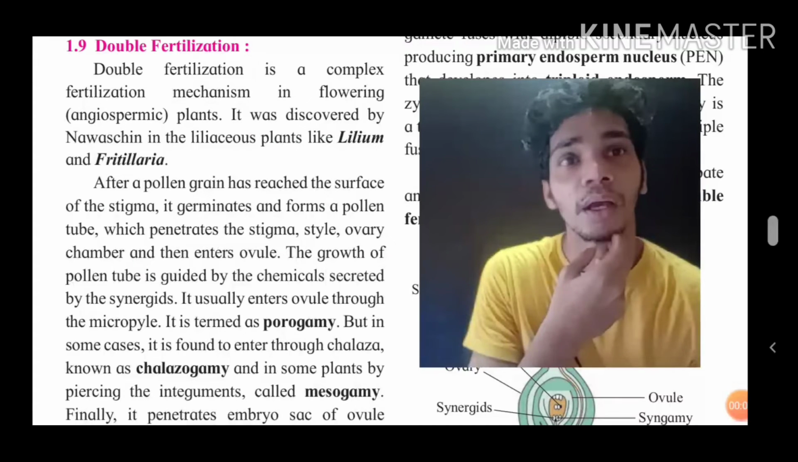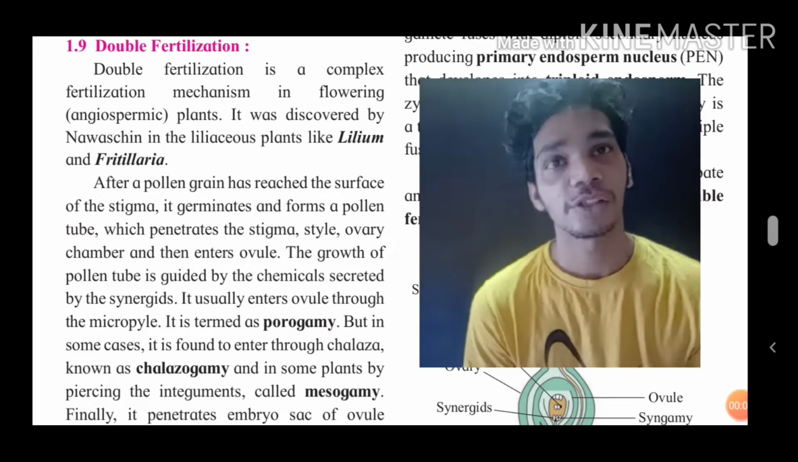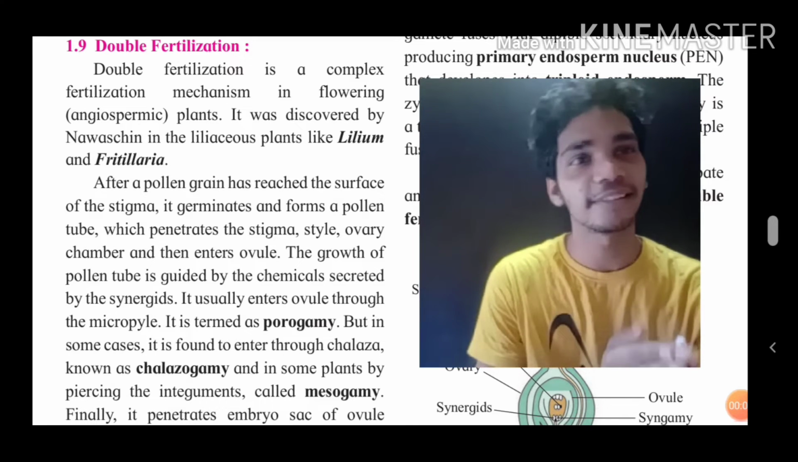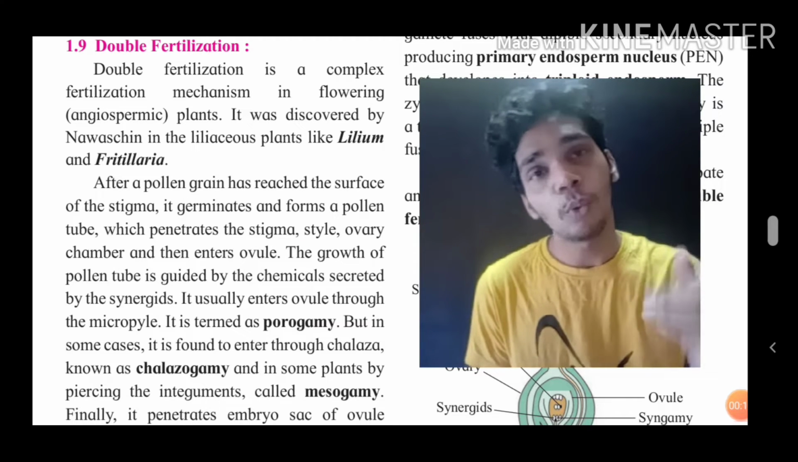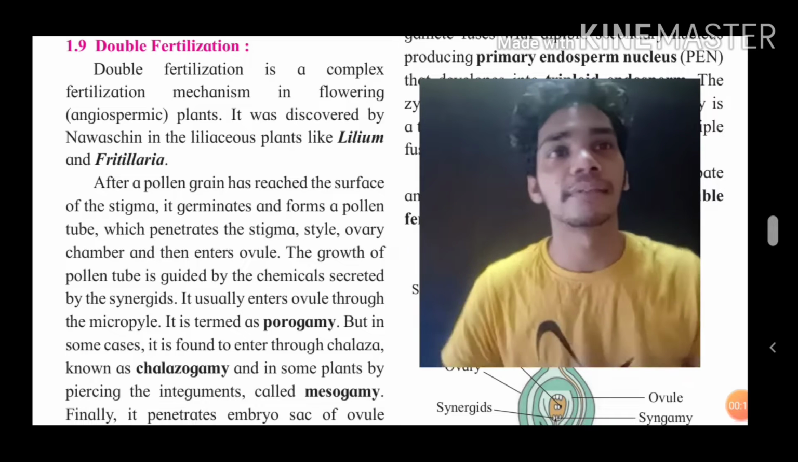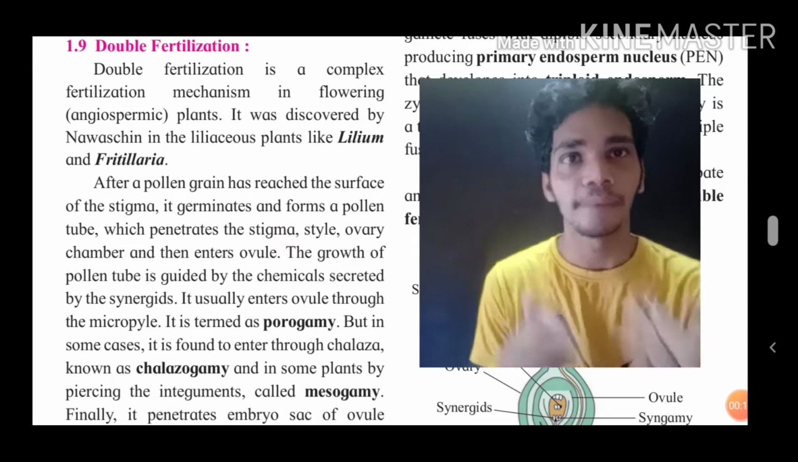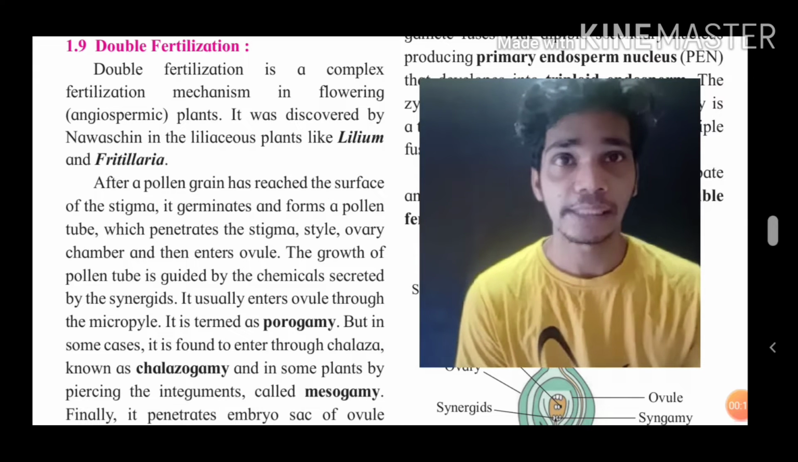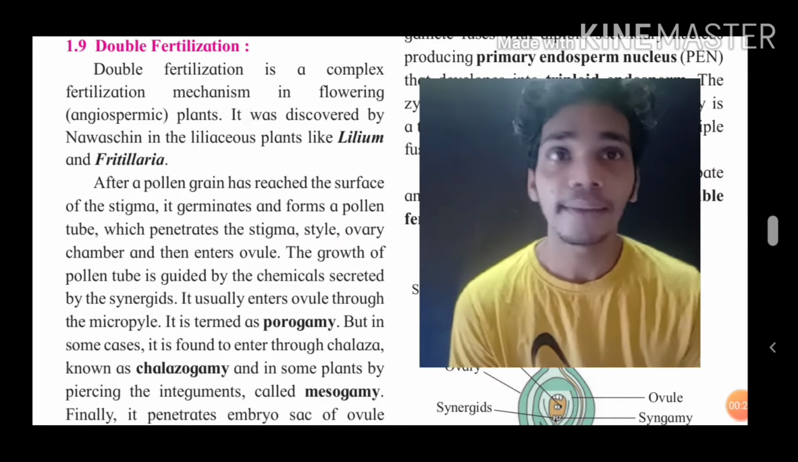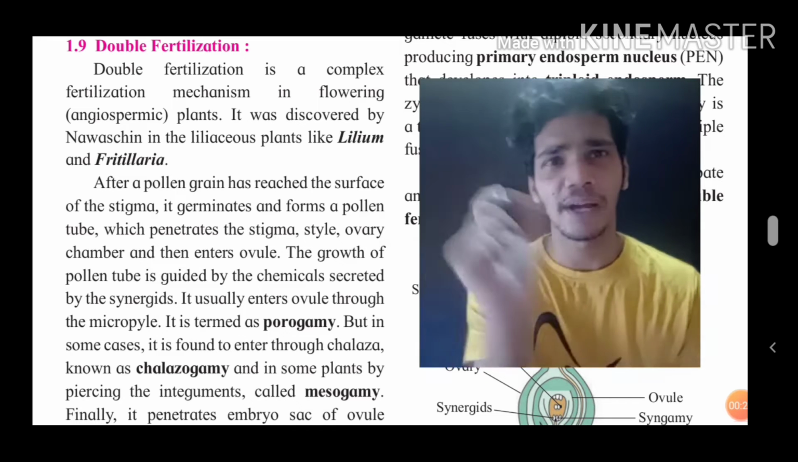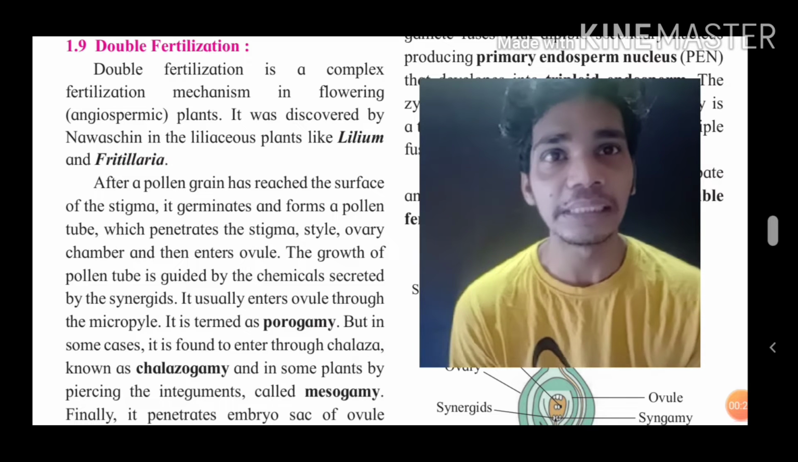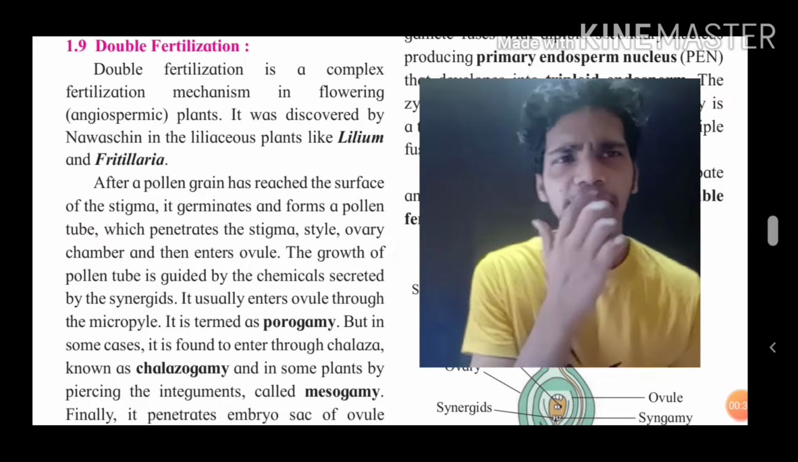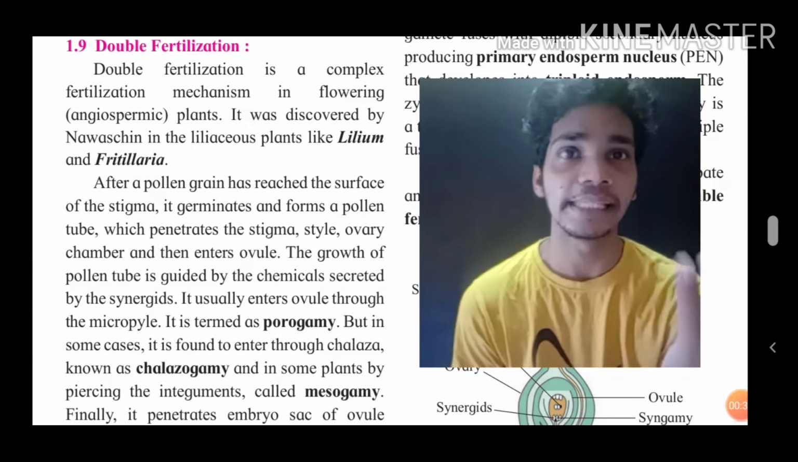Okay. The next important topic is double fertilization. The name itself suggests that fertilization occurs two times. That is called double fertilization. At what stages it occurs, let's discover and understand very clearly. Double fertilization is a complex fertilization mechanism in flowering plants, that is, angiospermic plants. It was discovered by Nawaschin in liliaceous plants like Lilium and Fritillaria.